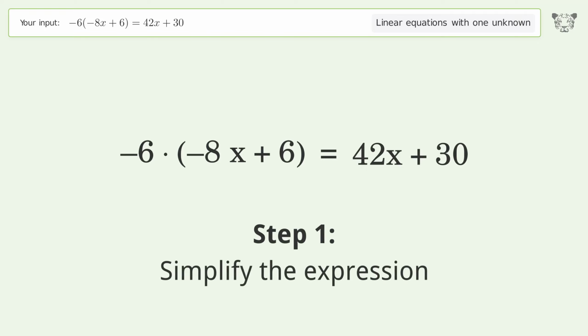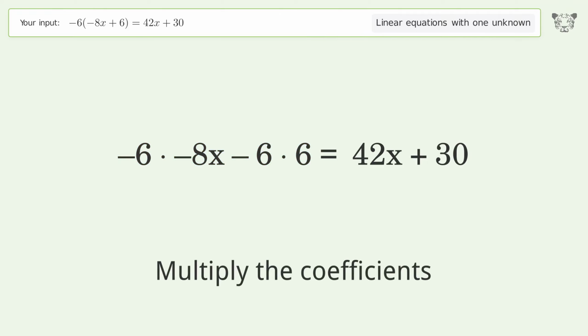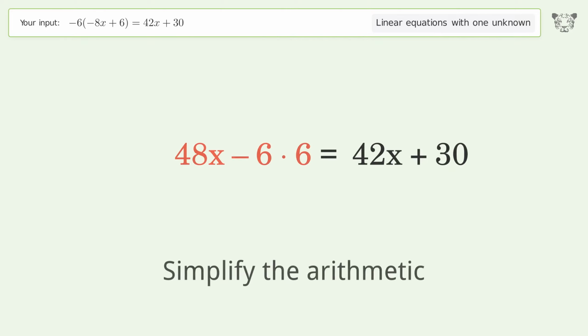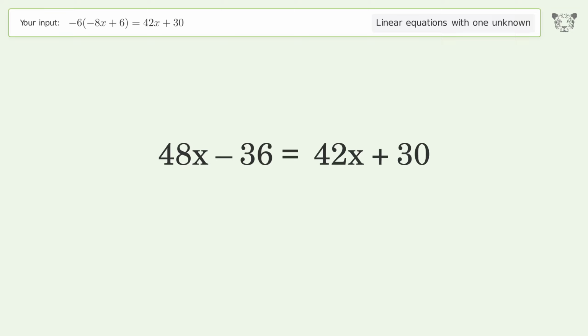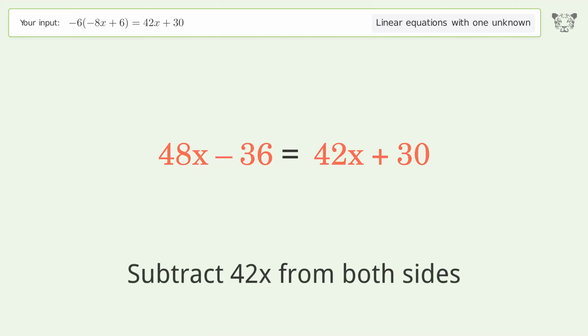Simplify the expression. Expand the parentheses. Multiply the coefficients. Simplify the arithmetic. Group all x terms on the left side of the equation. Subtract 42x from both sides.